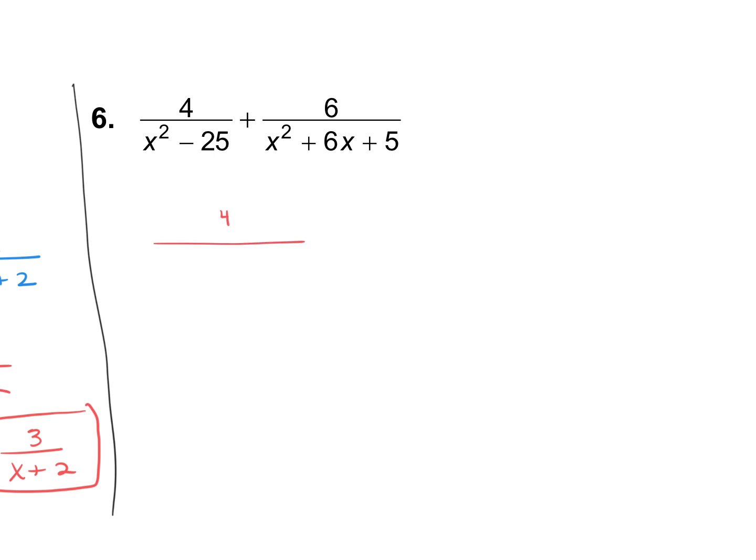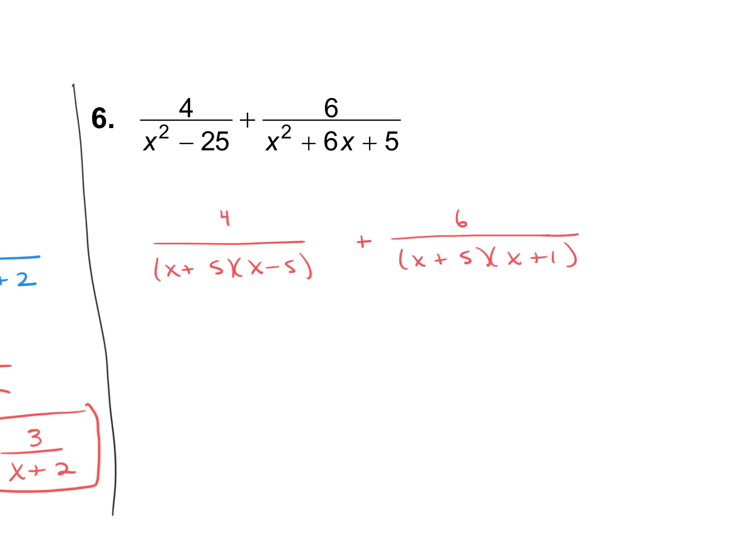That's that difference of squares. We are subtracting two perfect squares. So x plus 5 times x minus 5, plus 6 over x squared plus 6x plus 5. Do we have factors of 5 that add up to 6? Yeah, 1 and 5. So x plus 5 times x plus 1.